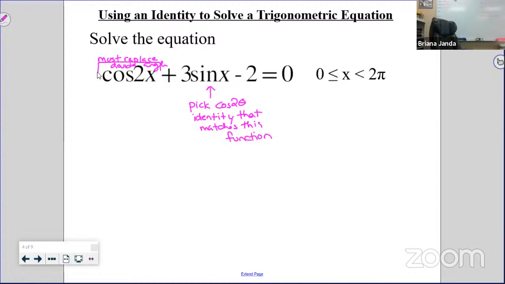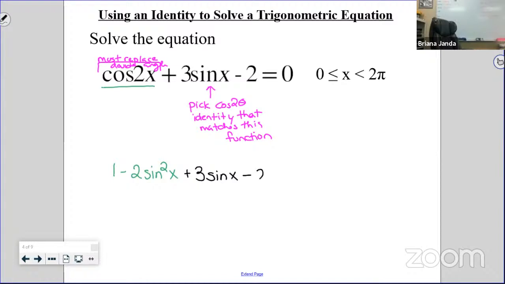Because the other trig function that is in my equation is a sine of x, as I scan through my options, I'm going to pick the one that uses sine of x. So I'm going to replace my cosine of 2x with 1 minus 2 sine squared x. Why did I pick that one again? Because it has a sine and the other function in my equation was already a sine. So there is not one particular one.